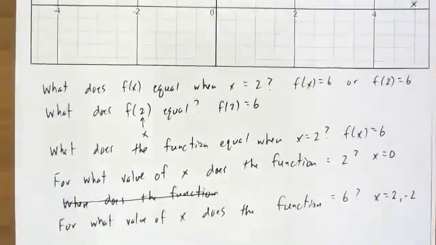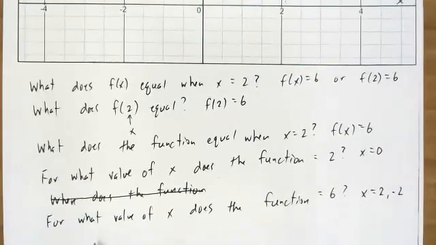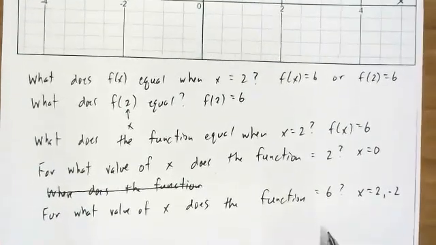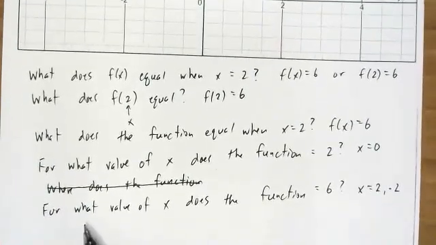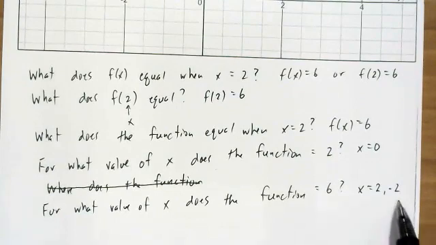Now, here's where I want to get into some of the sort of verbiage. So this, for what value of x does the function equal 6? That is laid out very clearly, and here's the answer. But here's what they'll do.